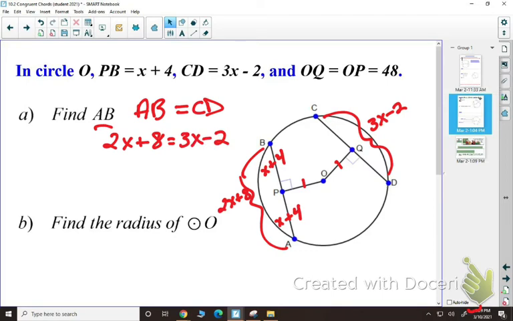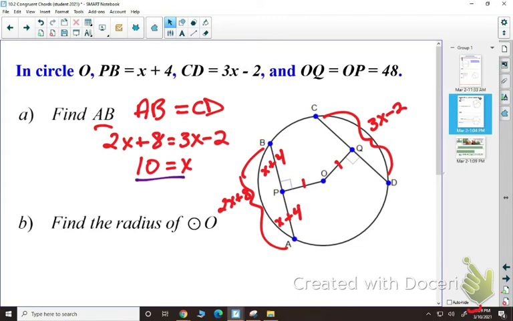So if we're going to solve for x, the first thing I would do would be to subtract 2x from each side. So we're going to have 8 equals x minus 2. And then to continue to solve for x, I would add 2 to both sides. So 8 plus 2 is 10. Now that is not my final answer for part A. That just tells me that x is 10.